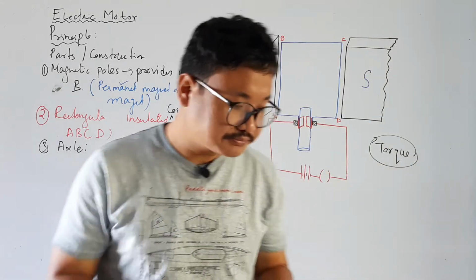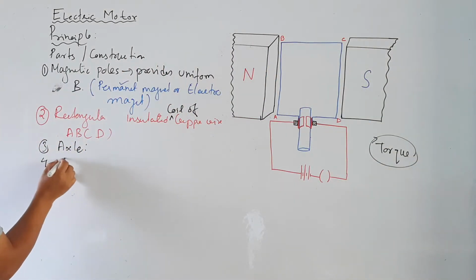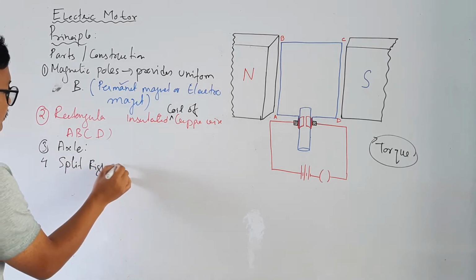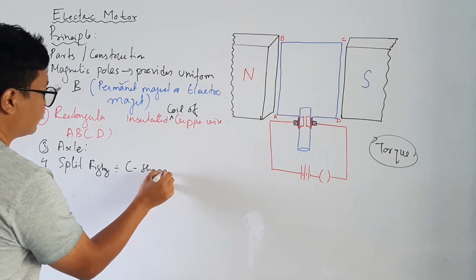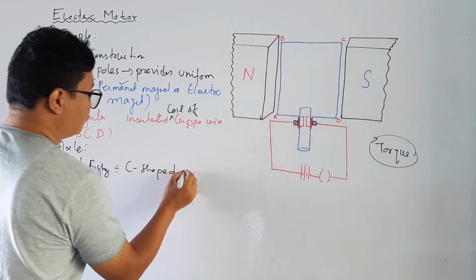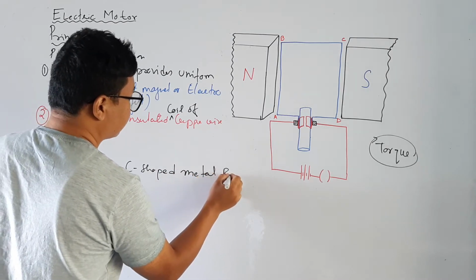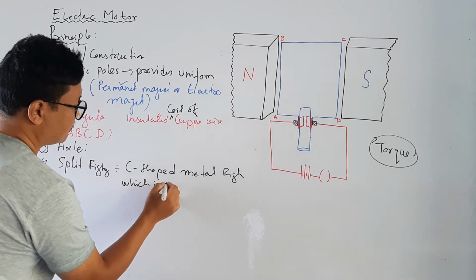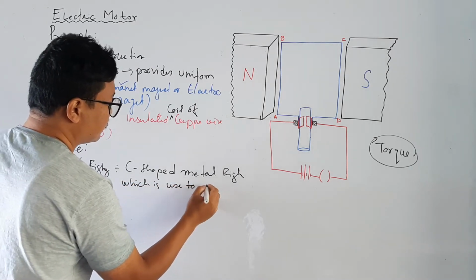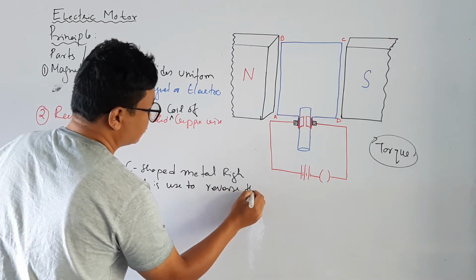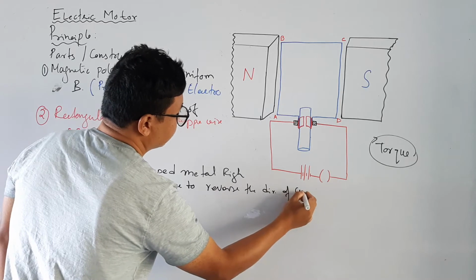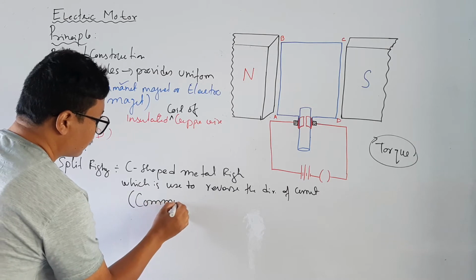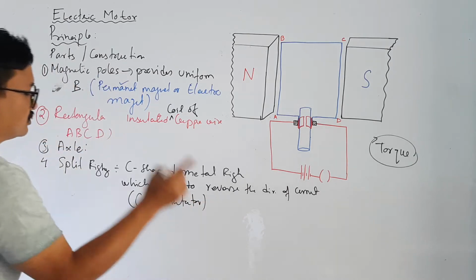Number 3 is the split rings. Okay, this is number 5. The split ring. Okay, it is a C-shaped metal ring which is used to reverse the direction of current. Okay, or यसलाई अर्को नाम पनि भन्छ commutator पनि भन्छ. Okay, this is also called the commutator.